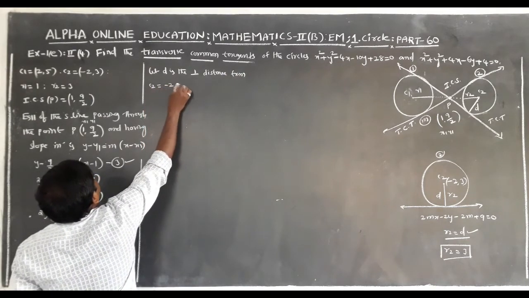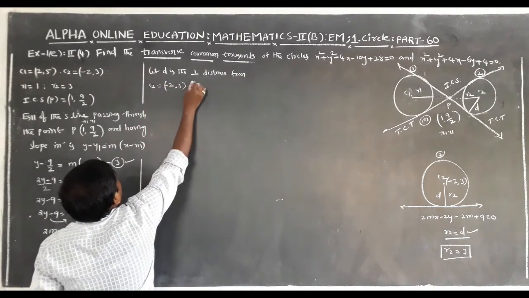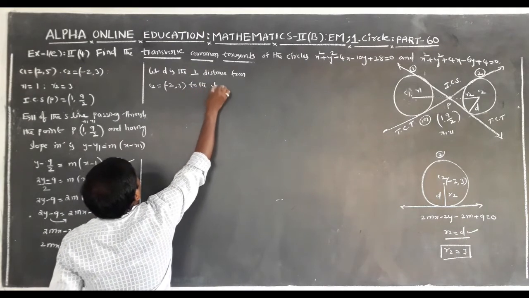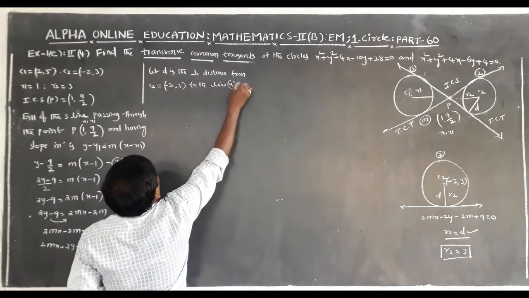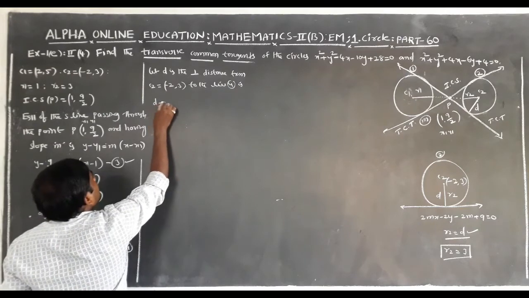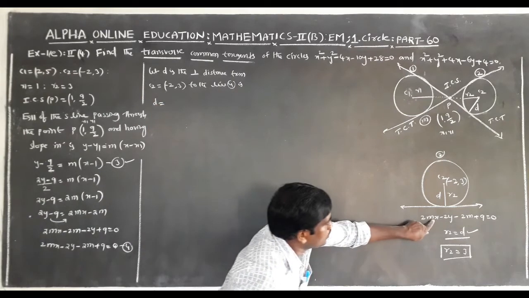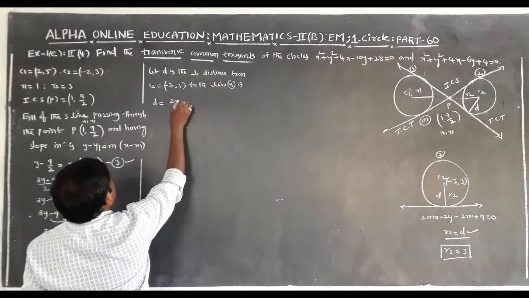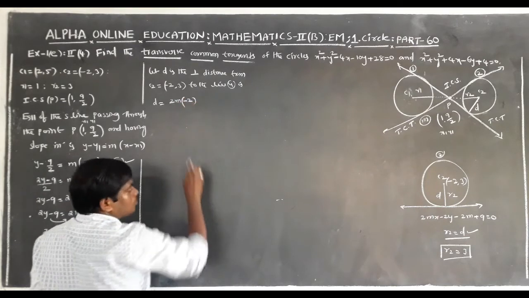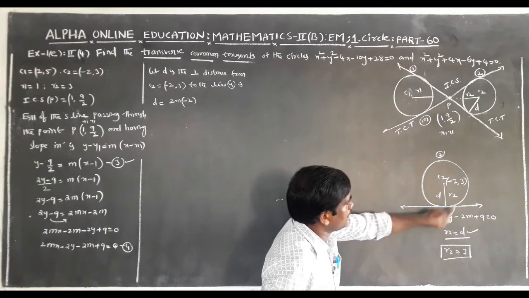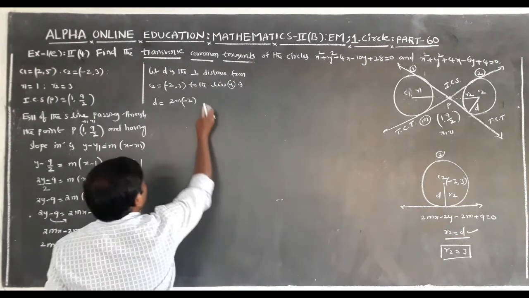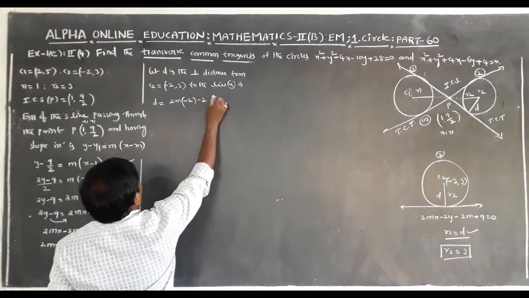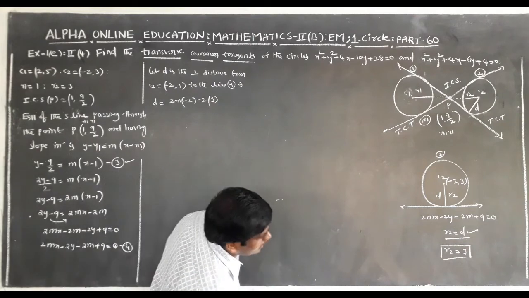C2 is equal to (-2, 3) and the line is 4. D is equal to 2m into x, x equal to minus 2, 2m into minus 2, minus 2y, y is equal to 3.